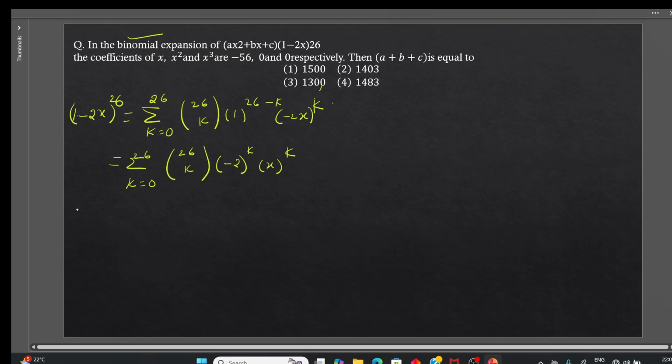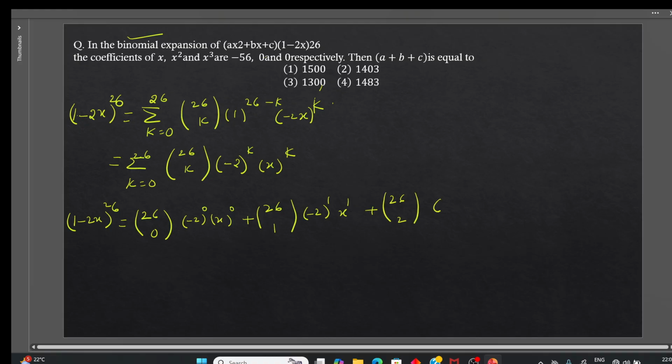Now write a few terms using this expansion. The few terms of 1 minus 2x whole to the power of 26 are 26 choose 0, minus 2 to the power of 0, x to the power of 0, since the k value starts from 0, plus 26 choose 1 minus 2 to the power of 1 x to the power of 1, plus 26 choose 2 minus 2 to the power of 2 x to the power of 2, plus 26 choose 3 minus 2 to the power of 3 x to the power of 3, and so on.